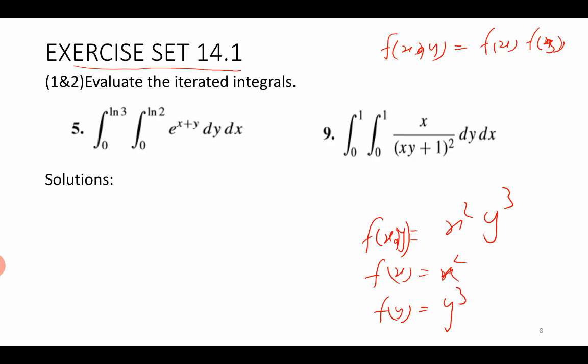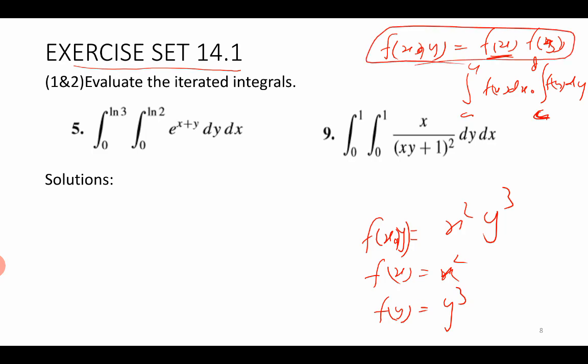In such cases, we can separate the integration: the limit of x is a to b, f of x dx, and multiply by the integral c to d, the limit of y, f of y dy. This is possible when you can separate the function as a product of two functions, one a function of x, another a function of y. But if I give you f of x plus y, here the integration is separated by addition, it isn't a multiplication. X plus y, you cannot multiply the two integrals, isn't it?